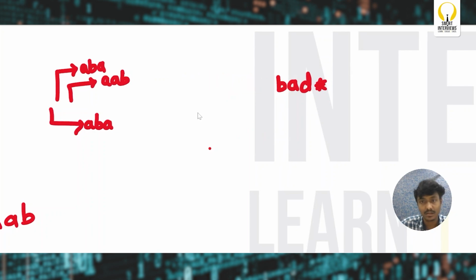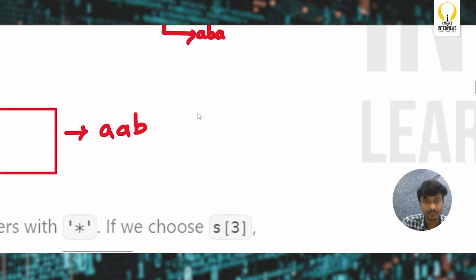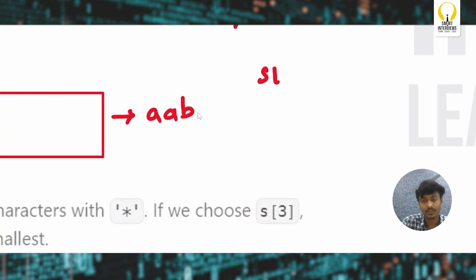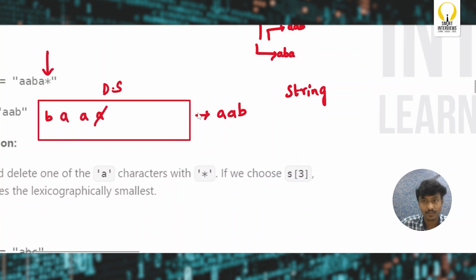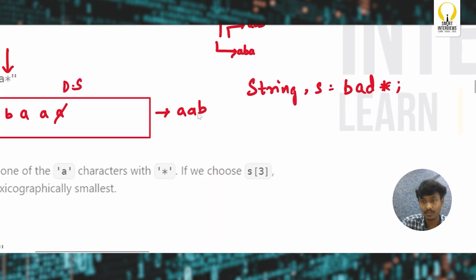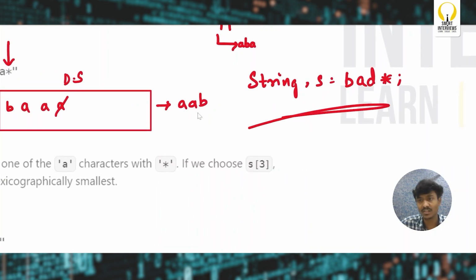Now let me write it. String S, BAD star. Let's see if it's working for this example or not. So for this, what should be the output? Our output should be, when you delete A, B and D. For this star, you remove A, both of these characters will be removed and B and D will be the output.